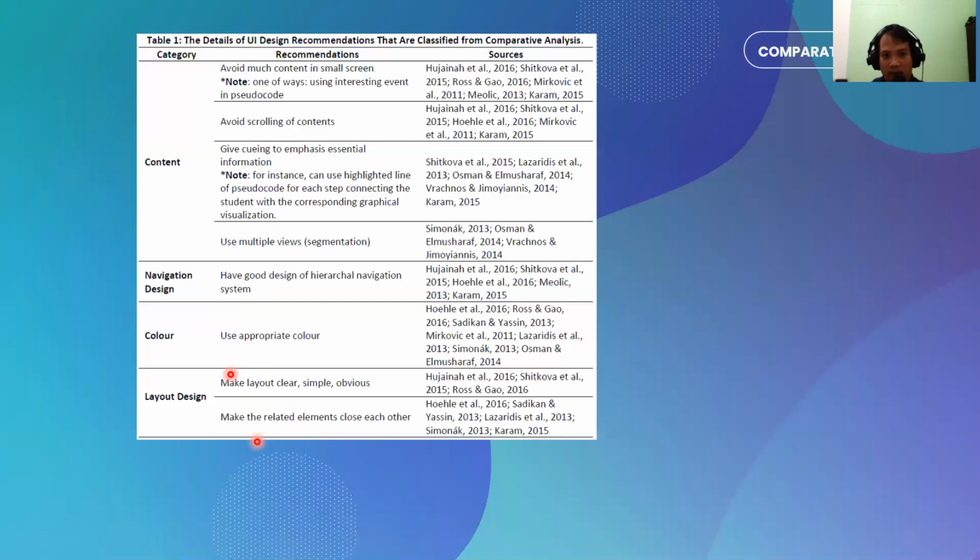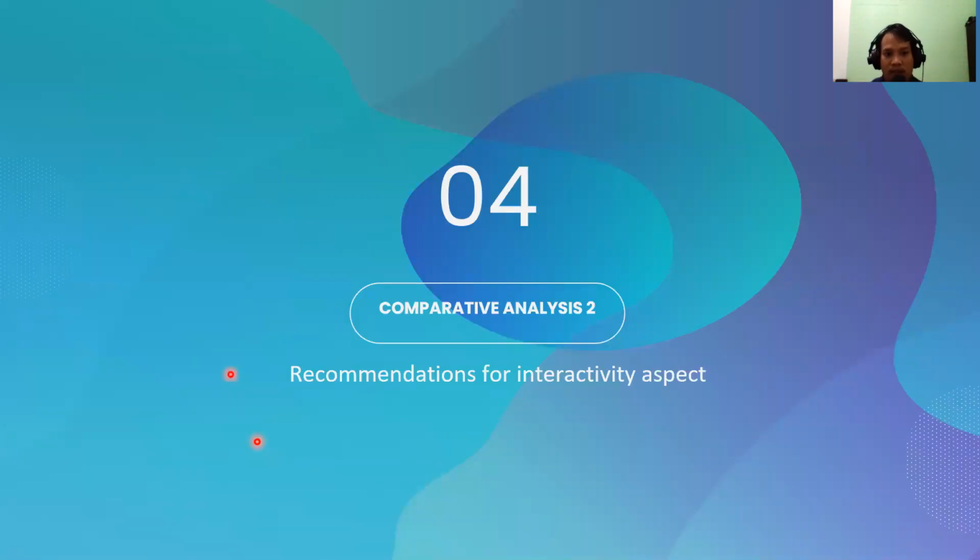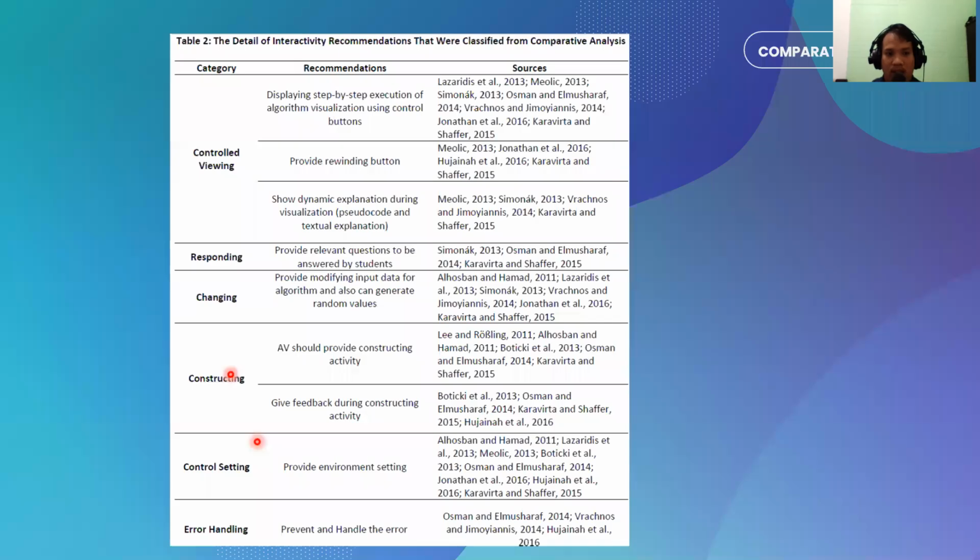So this is the comparative analysis number 2, and the result of it is a recommendation for interactivity aspects. This is the recommendation which was classified from the comparative analysis. This table is the recommendation from the comparative analysis where we compared 11 previous studies, from previous AV design guidelines, previous AV studies, previous mobile design guidelines, and many others. Yeah. The comparison is based on their similarity and engagement taxonomy theory.